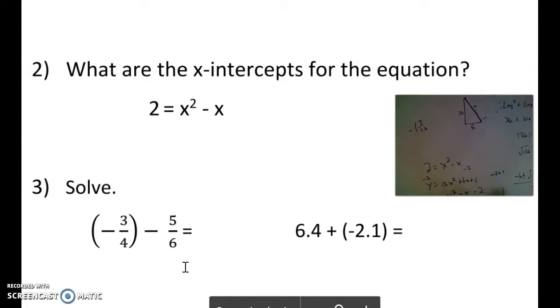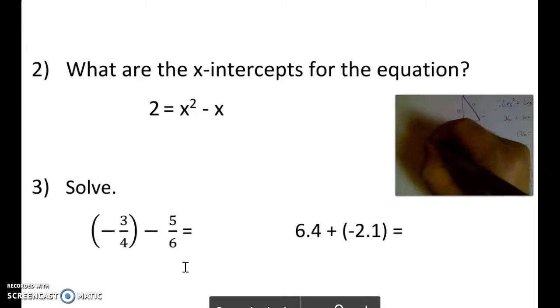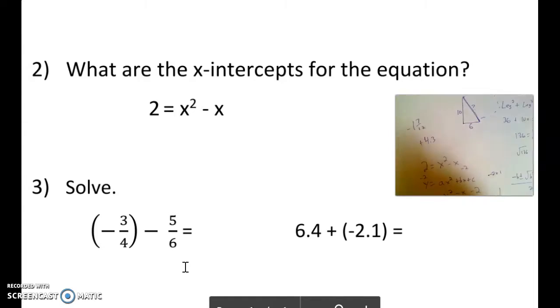The second one, the signs are different. We have a positive 6.4 and a negative 2.1. That means we subtract the values, because what we're trying to do is see how many more positives we have. And it turns out we have 4.3 more positives.